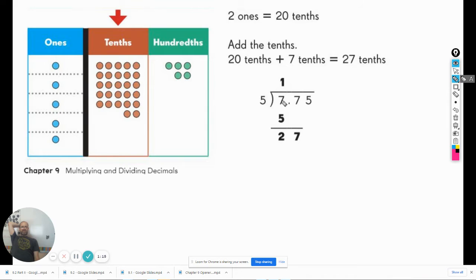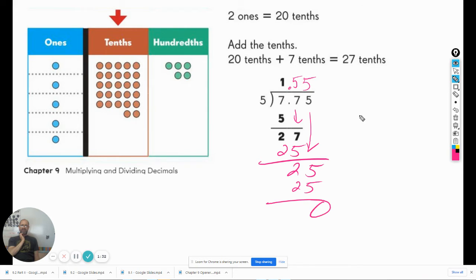1 times 5 is 5. 7 minus 5 is 2. Bring down your 7. Keep your decimal here. 5 goes into 27 5 times. 5 times 5 is 25. It's just division. You've done this before. Bring down another 5. 5 times 5 is 25. And I get 0. And your answer is $1.55.